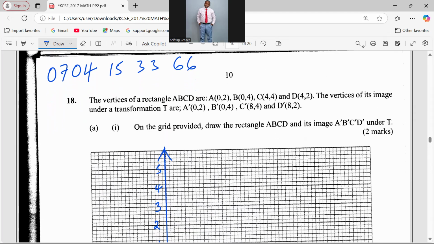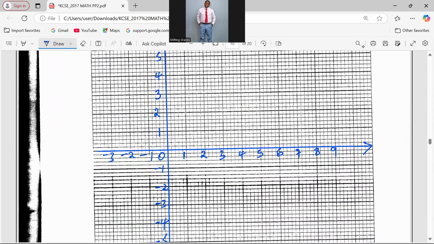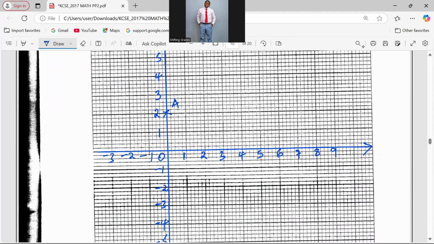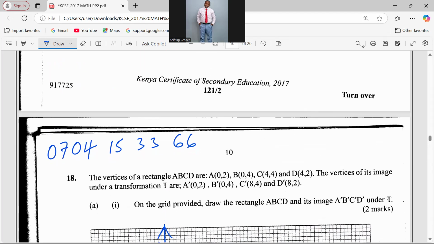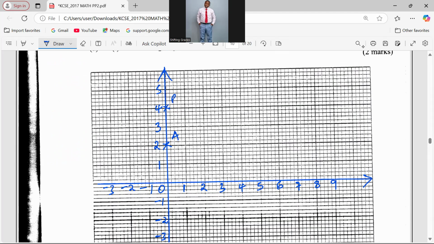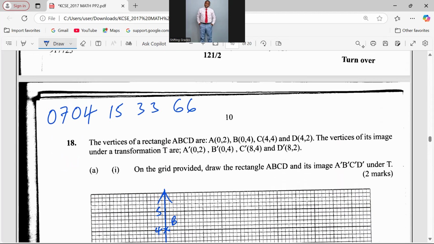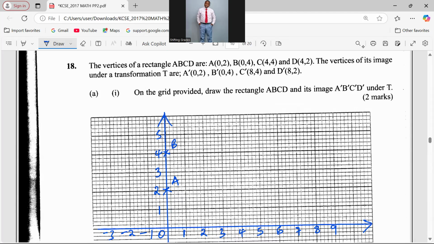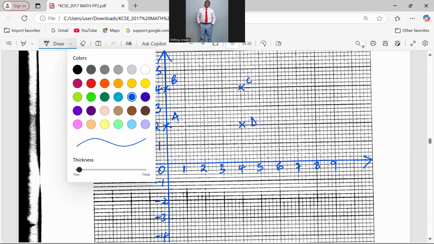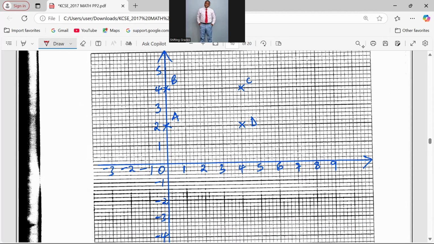Now we can come up with the two rectangles. 0, 2, this is A. Then B is 0, 4. Then we can talk of 4, 4 and 4, 2. So 4, 4, the coordinate will be found here. That's our C. And 4, 2, which is our D. Let me join the rectangle first. This is the first one now. So the rectangle is here.